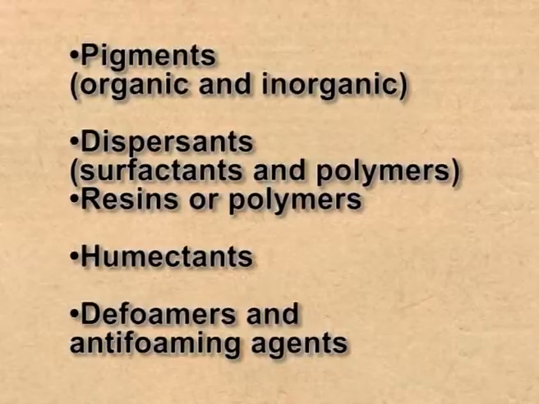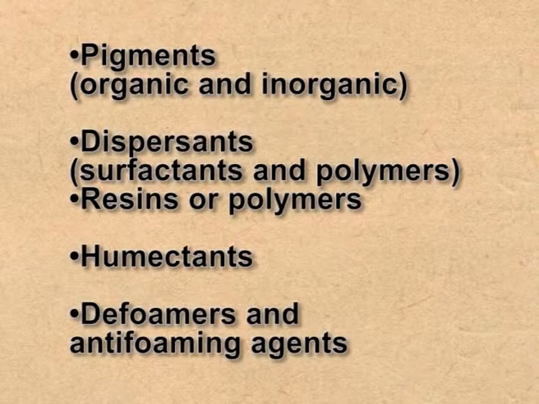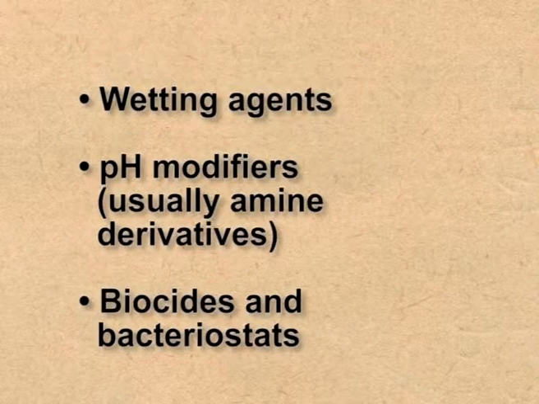The main ingredients which are found in ink comprise pigments, which can be organic and inorganic in nature, dispersants such as surfactants and polymers, resins or polymers, then we have humectants, then defoamers and antifoaming agents are present, then wetting agents, pH modifiers, usually they are amine derivatives, biocides and bacteriostats. Dear students, let us now discuss each of these constituents in brief.